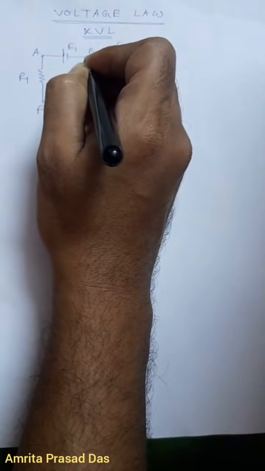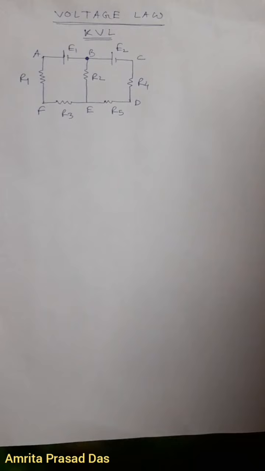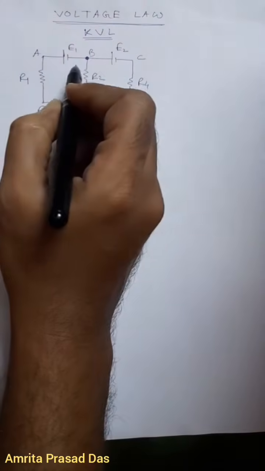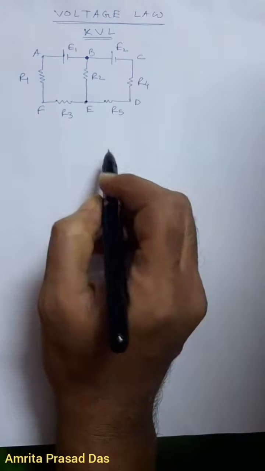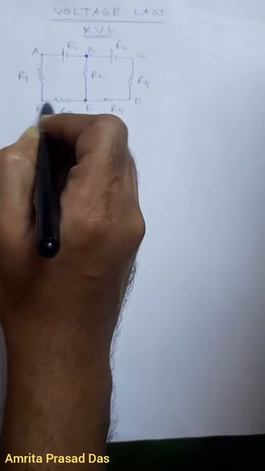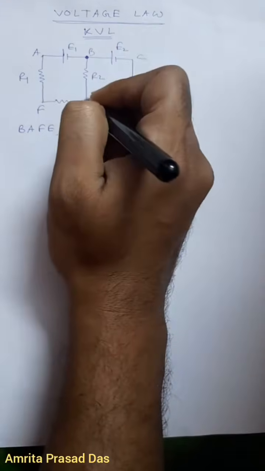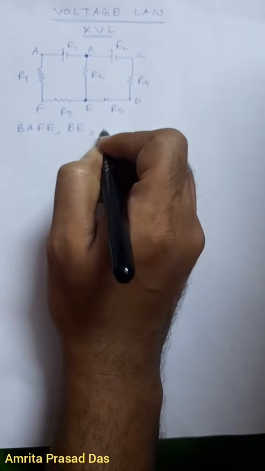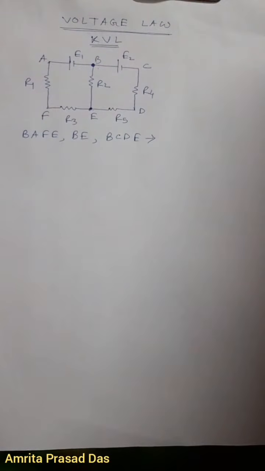Now B is the junction point. Junction point means those points where you can divide current, and E is another junction point. Here current also gets divided because there are three paths. The current will be divided in these two paths. Now BAFE, this is a branch. BE, this is also a branch, and BCDE, this is also a branch. Branch means the path from one junction to another.